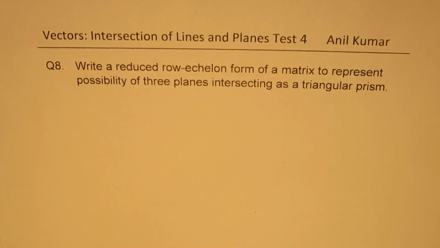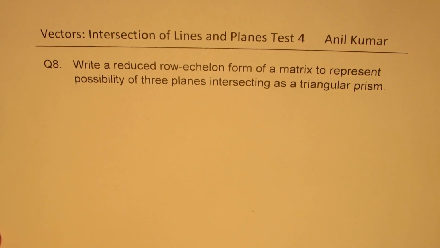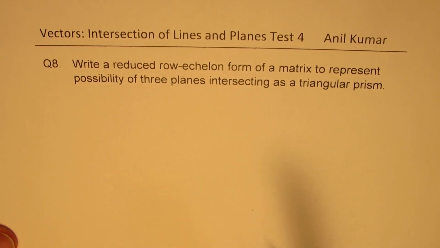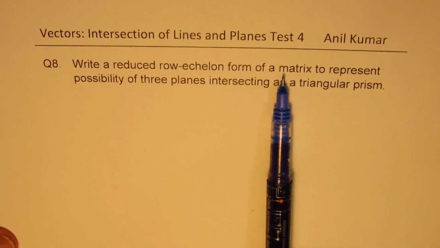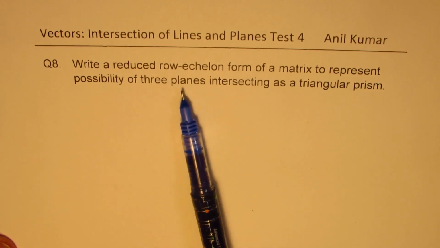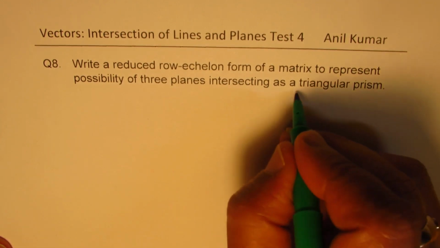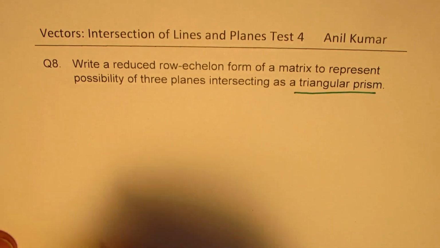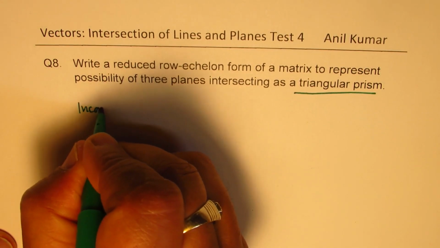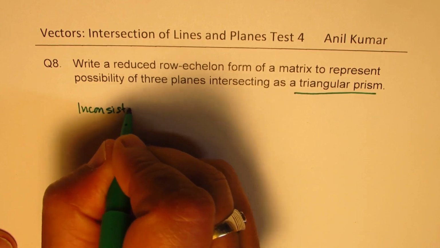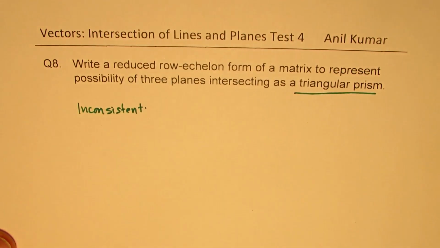Here is the last question of our test paper, which is: write a reduced row echelon form of a matrix to represent the possibility of 3 planes intersecting in a triangular prism. So that means the planes are inconsistent, and 2 planes intersect in the form of a triangular prism.